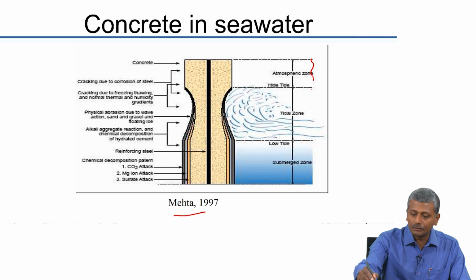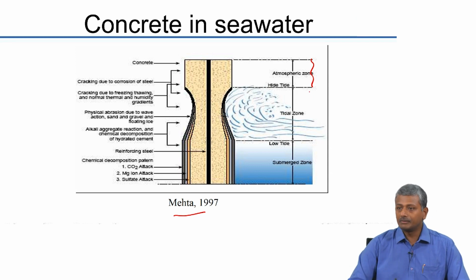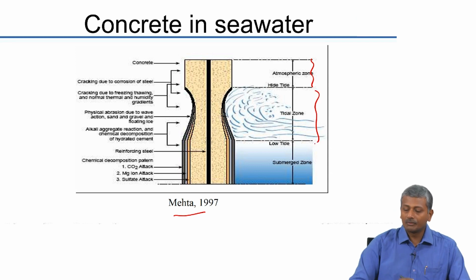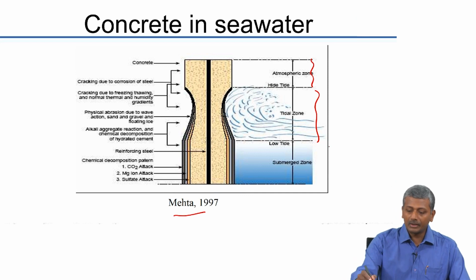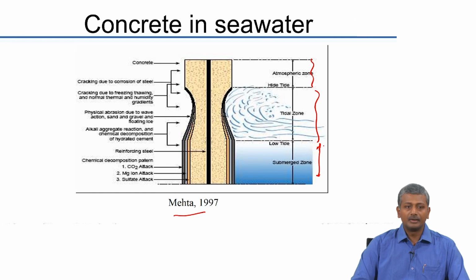You have the atmospheric zone which is above the tide level, and you have the tidal zone where you have the effects due to the low and high tides, drying and wetting effects, as well as this is the area where the splashing of the waves is also critical. And then you have the zone which is always submerged or below the level of the low tide. That means the concrete is continuously immersed in the seawater in that environment. So, the kind of mechanisms that are affecting the performance of concrete will differ based upon the type of environment.